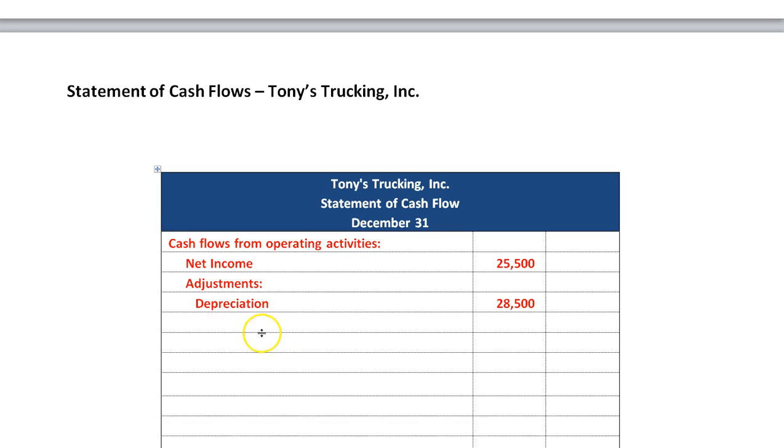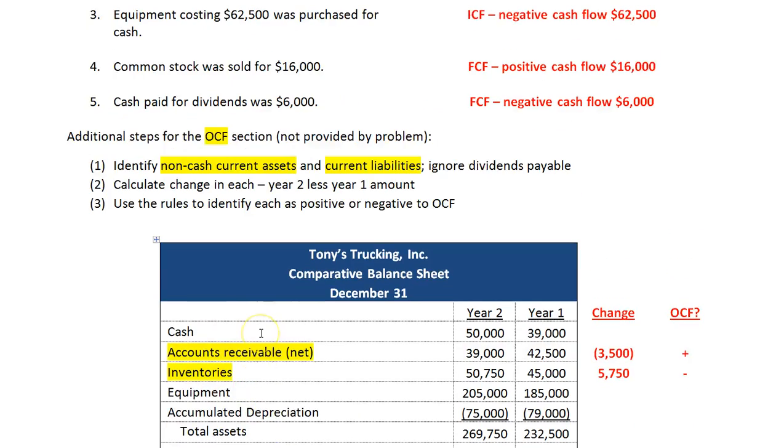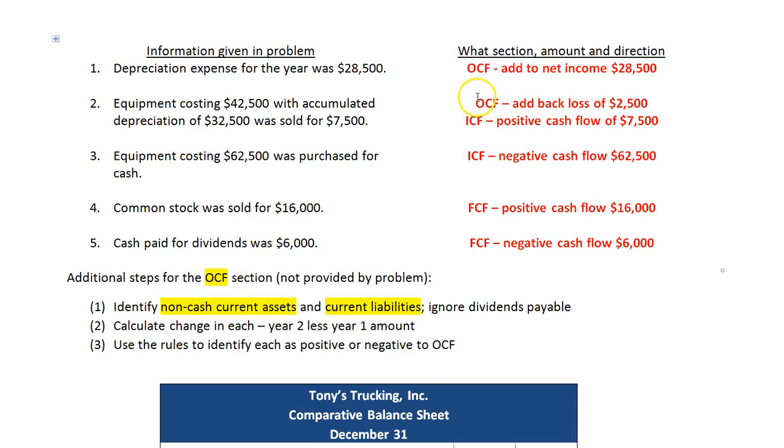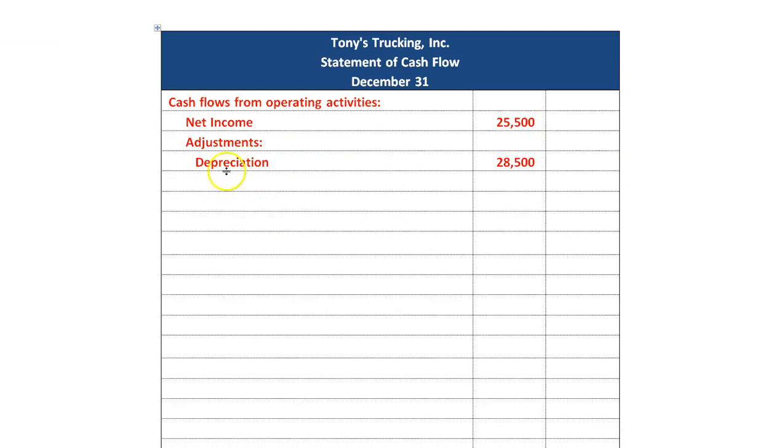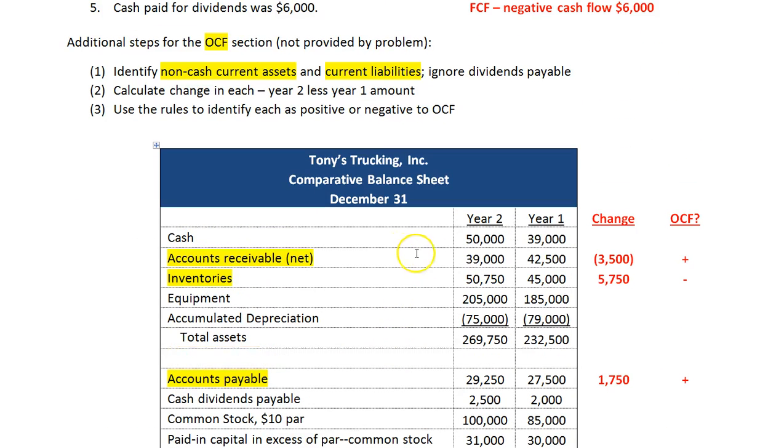Alright, next we would think about any gains or losses on the sale of fixed assets. Remember, right here, we had a loss of 2,500. We're going to need to add it back, because we're going to undo the effect of the loss. The loss normally subtracts. We're undoing its effect, so we're going to add it back. So we'll see a positive 2,500 for it. Reversal of the loss.